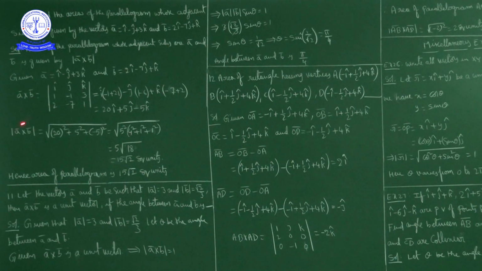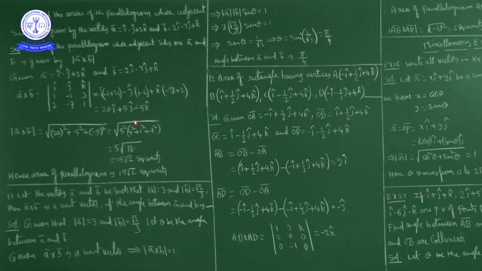Now the modulus of a bar cross b bar is equal to the square root of 20 square plus j component 5 square plus k component minus 5 square. Okay, so square root of 20 square plus 5 square plus 5 square. If you observe here, 20 square is nothing but 5 square into 4 square. Here we have 5 square, here we have 5 square. So overall 5 square is common.